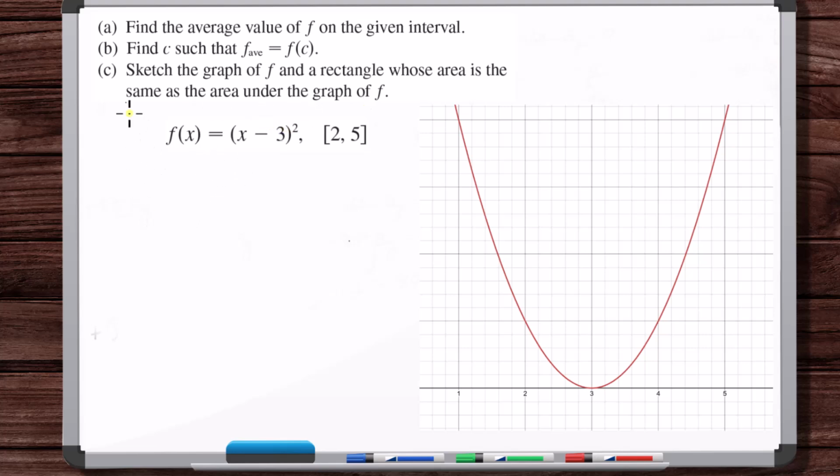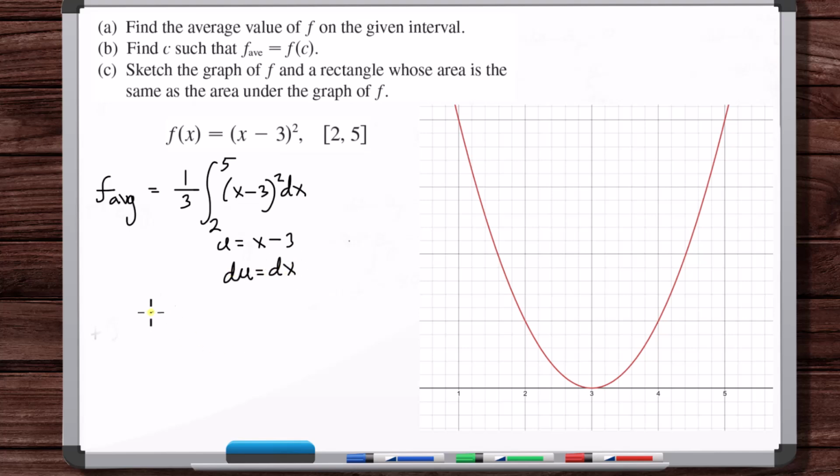So first step is just find the f average, just like we just did. So b minus a is 3. So 1 over 3, going from 2 to 5, of (x minus 3) squared dx. So if we say u is equal to x minus 3, then du is equal to dx. f average is 1/3. When x is equal to 2, u is equal to minus 1. When x is equal to 5, u is equal to 2. u squared du.